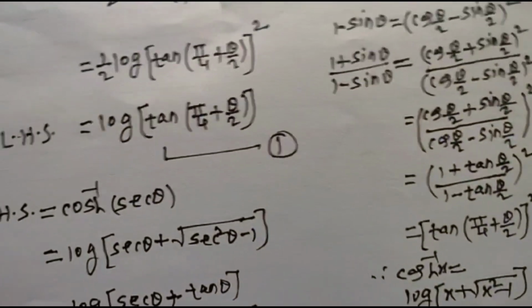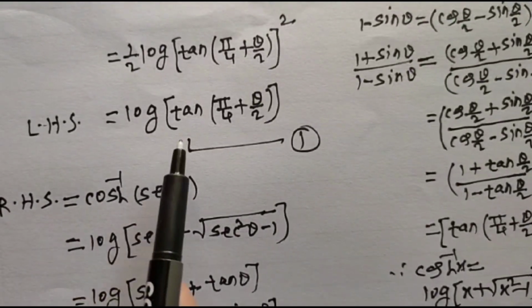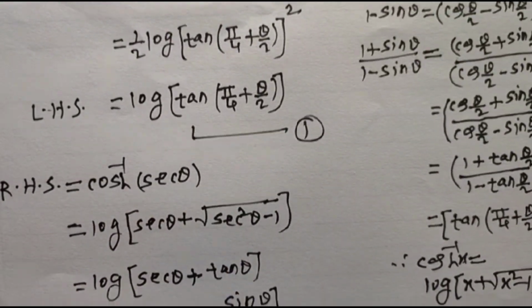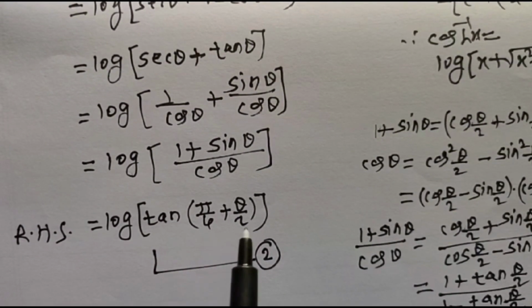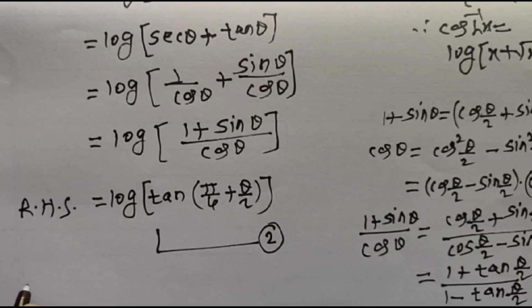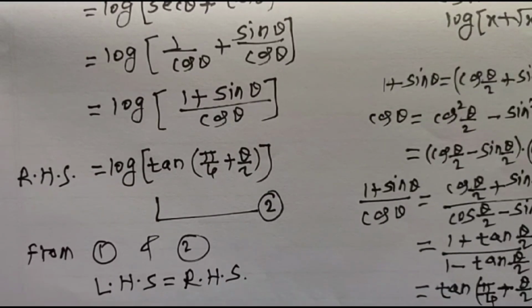From equation 1 and equation 2. Equation 1, LHS is equal to logarithm of tangent of pi by 4 plus theta upon 2. And what is equation 2? RHS is equal to logarithm of tangent of pi by 4 plus theta upon 2. From 1 and 2, LHS is equal to RHS. Hence the proof of given statement.